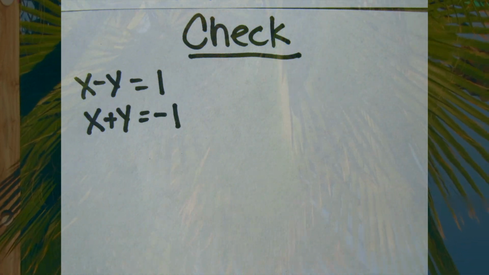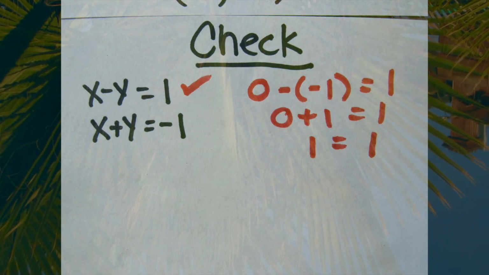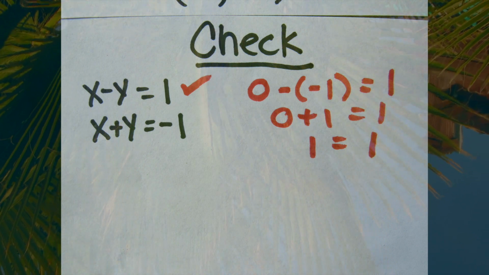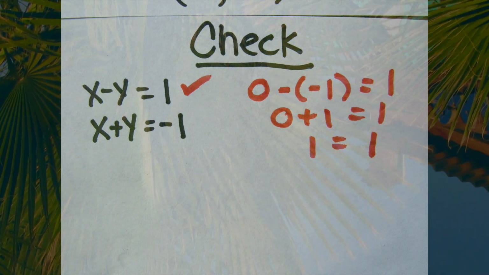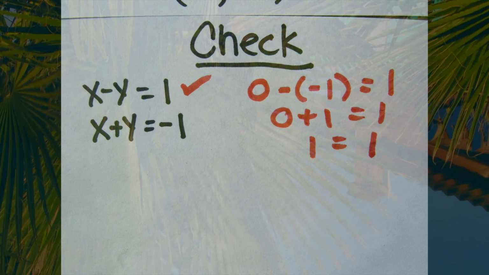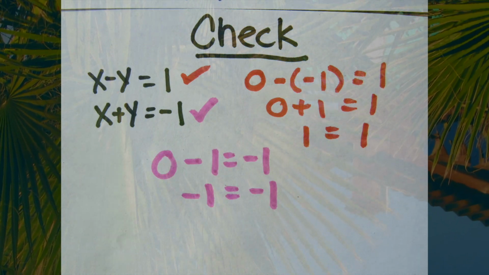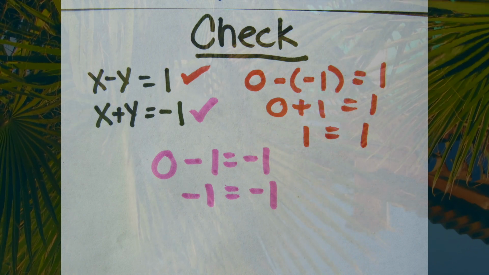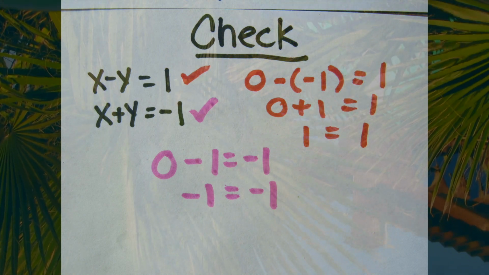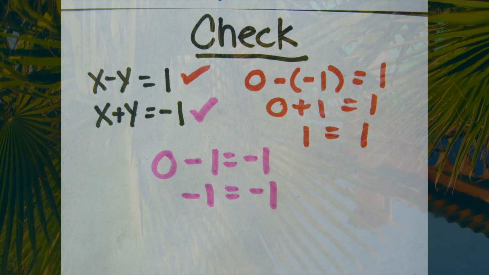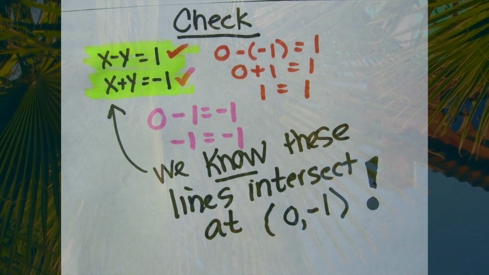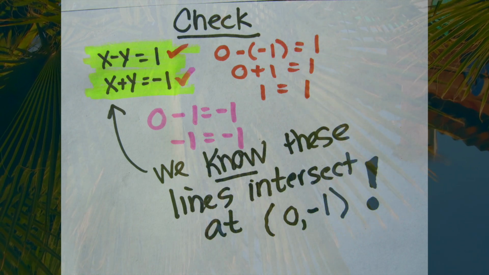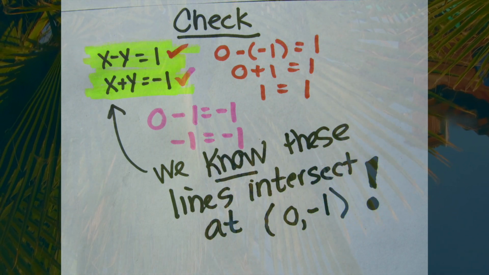Now I just want to prove and check and make sure that that is exactly right. So I'll put my 0 and my negative 1 in for x and y, and it worked in the top equation. I'll substitute 0 and negative 1 into the bottom equation as well, and of course I also get a true statement, proving that that coordinate is a solution of both equations, and we know that that is exactly where those two lines intersect.